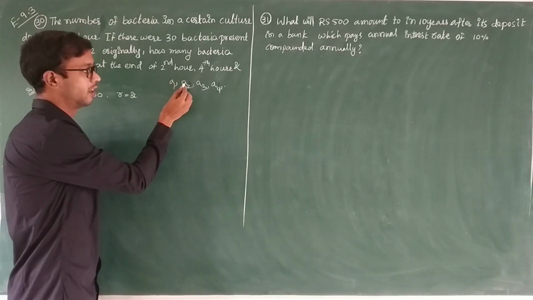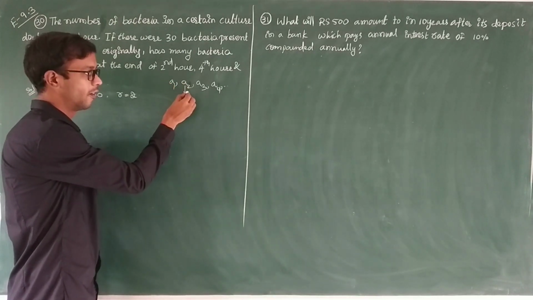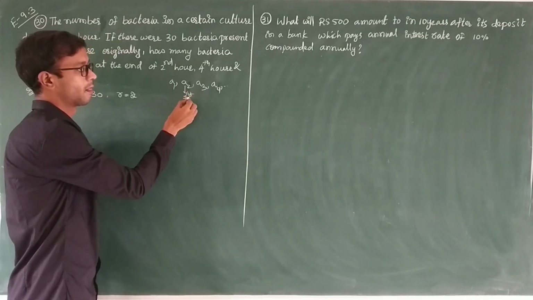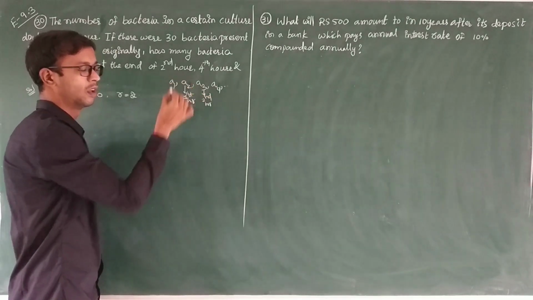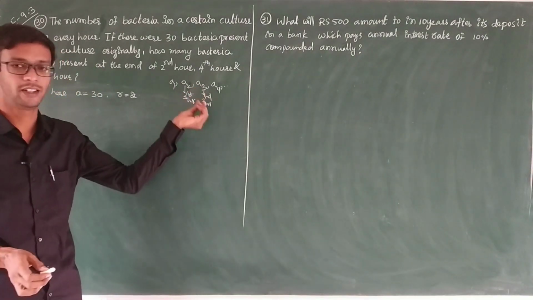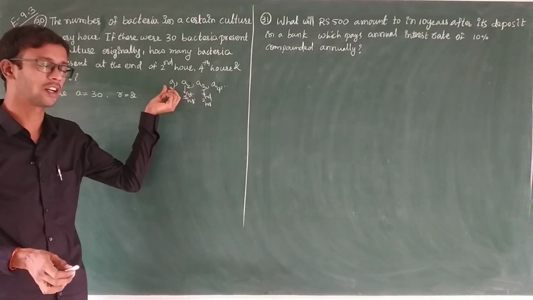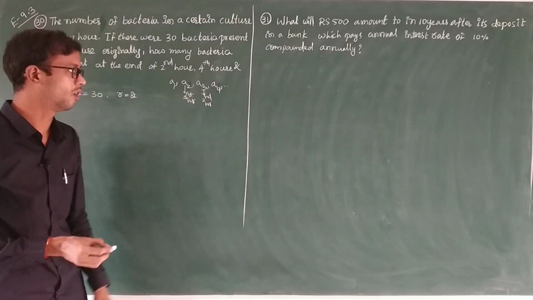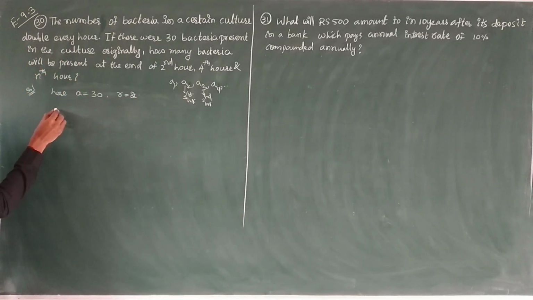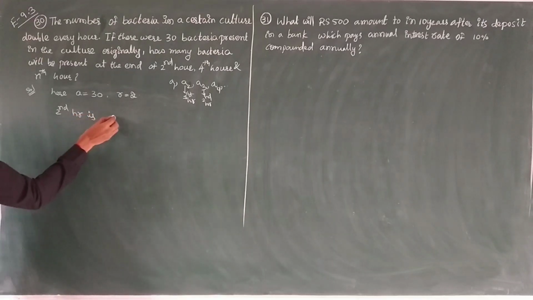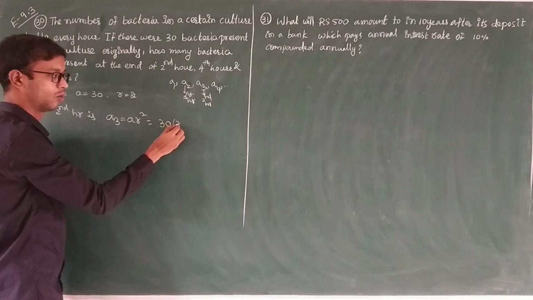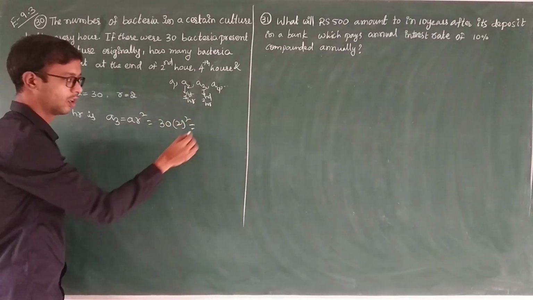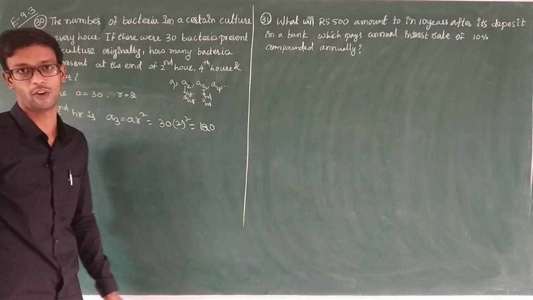What we need? This is the initial. This is the first hour. This is the second hour. Second hour is A3, first hour is A2. So now I take the second hour, which is A3, AR square: 30 into 2 square, 4 times 30 is 120.